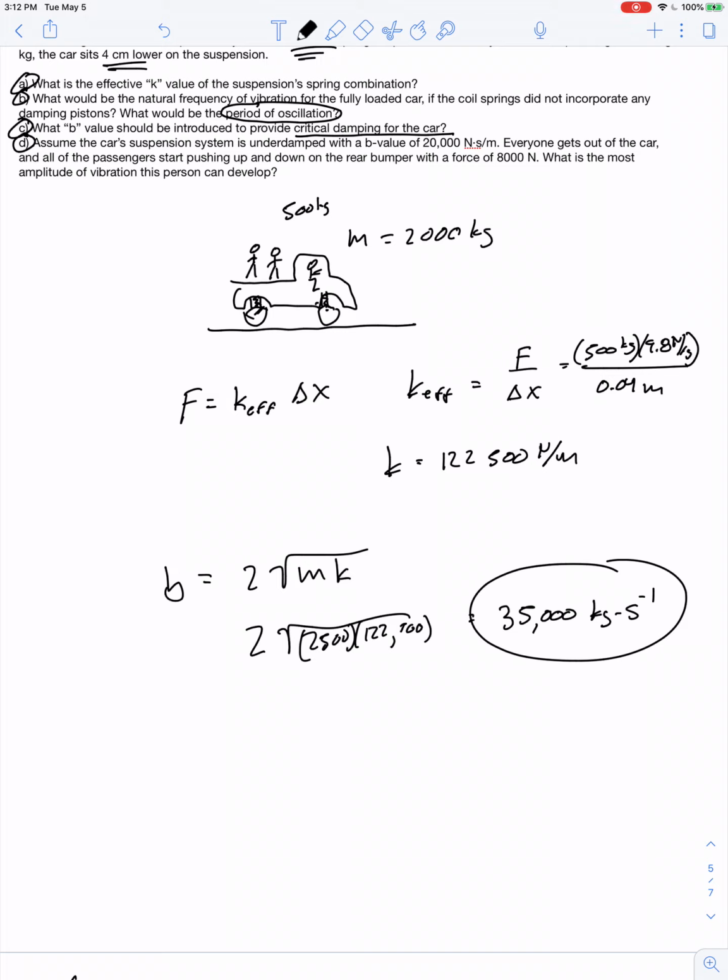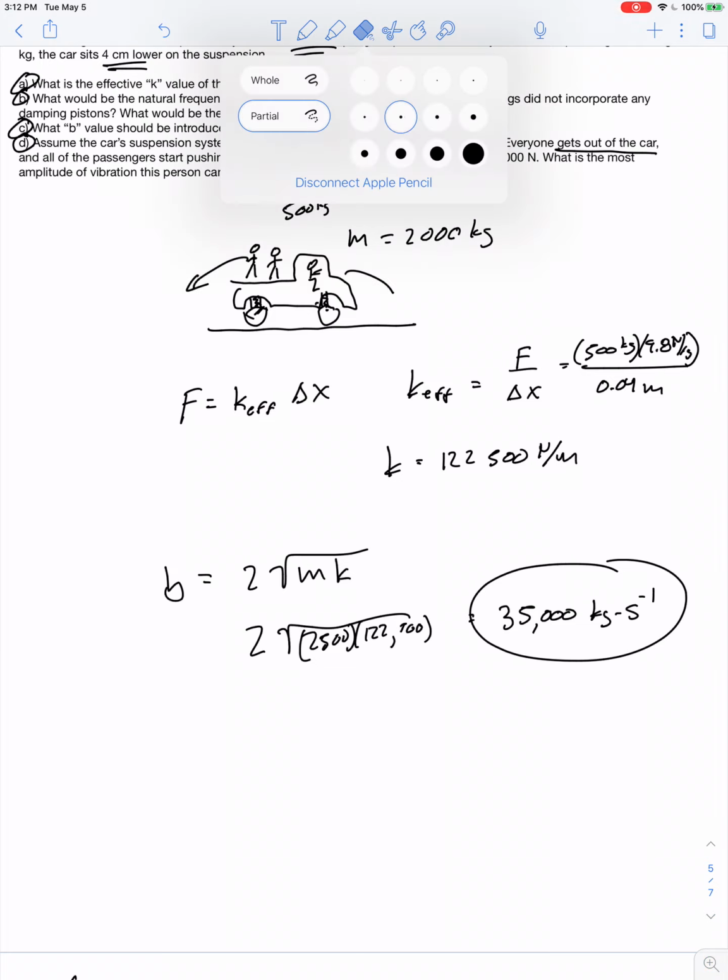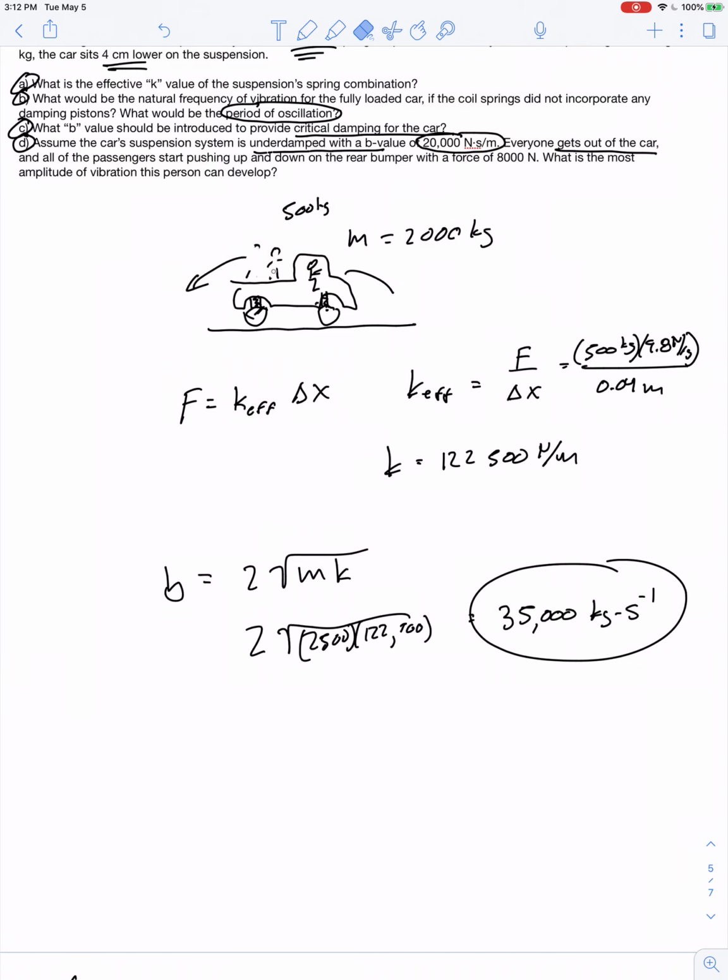Part D, assume the car suspension system is underdamped, so its B value is only 20,000 kilograms per second. And now everyone exits the vehicle, and now that they're out of the car, they all start pushing up and down on the bumpers. Some of you may have done this before on a vehicle, and they push up and down, and the car starts to vibrate and bounce up and down.